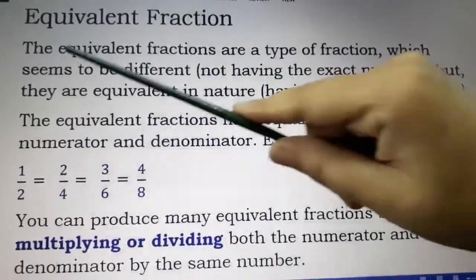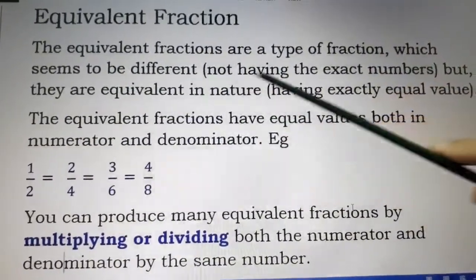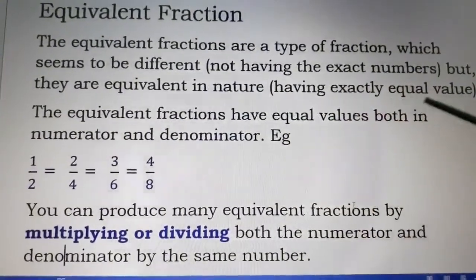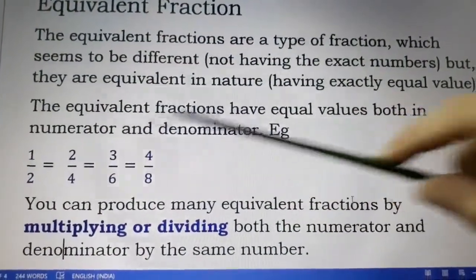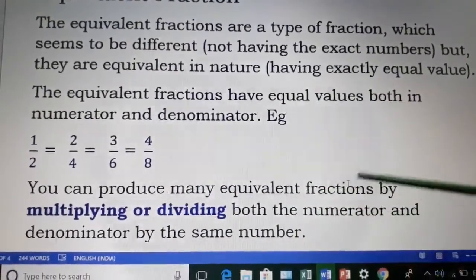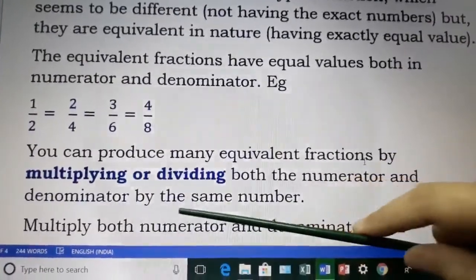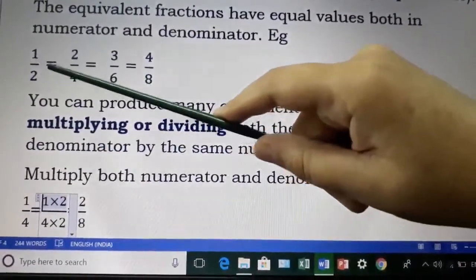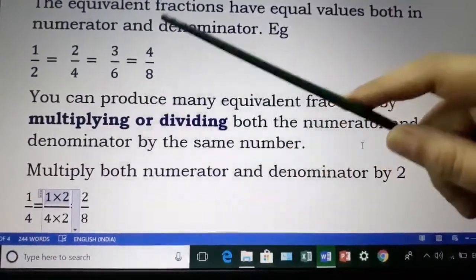Equivalent fractions. The equivalent fractions are a type of fraction which seem to be different, not having the exact numbers, but they are equivalent in nature, having exactly equal value. The equivalent fractions have equal values. We can make equivalent fractions by multiplying or dividing both the numerator and denominator by the same number. For example, here see 1 upon 2. 1 upon 2 is equal to 2 upon 4 is equal to 3 upon 6 is equal to 4 upon 8. Now how are they equal?